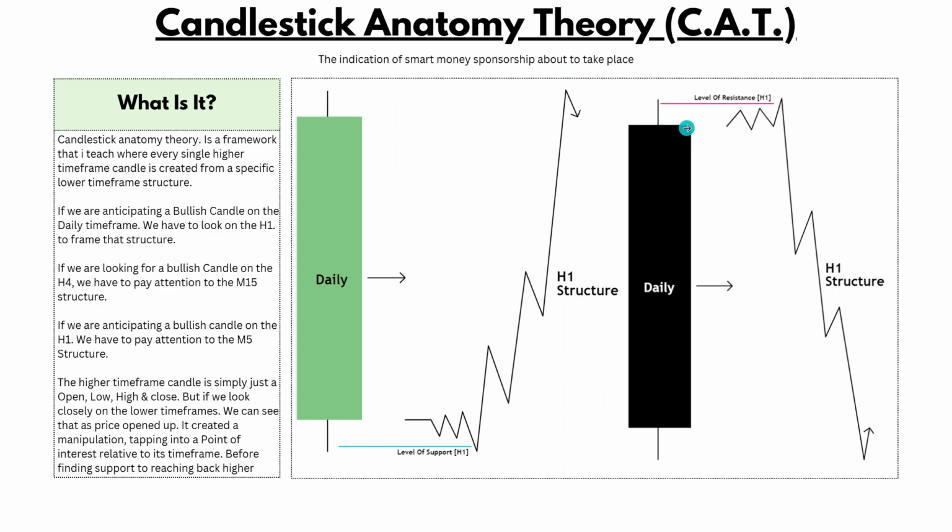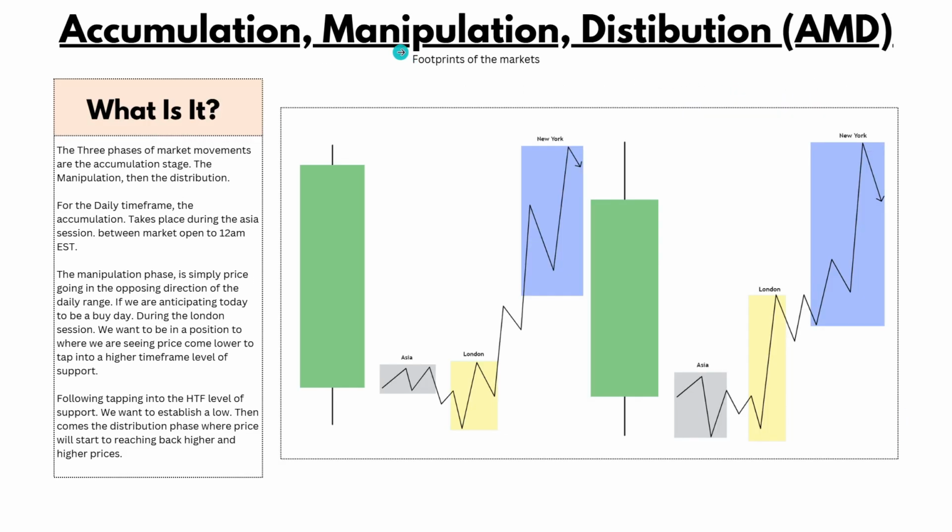And same thing for a bearish example, where you can see price open up, come higher, take out this level of liquidity, plus tap into a level of resistance on the 1 hour time frame, before then seeing this move to the downside. The three phases that we want to be paying attention to are the accumulation phase, the manipulation phase, and the distribution phase, also known as AMD, which are the footprints of the market.